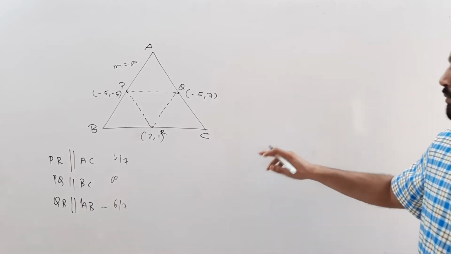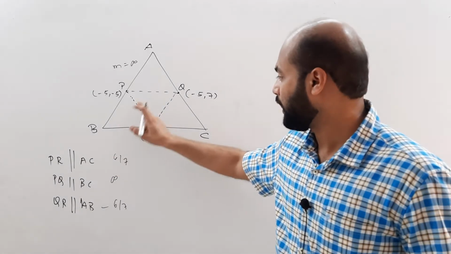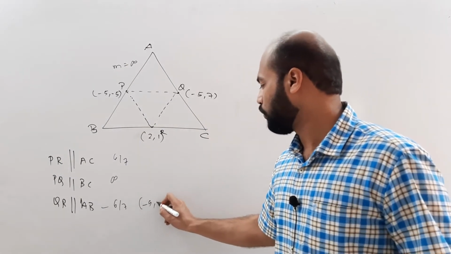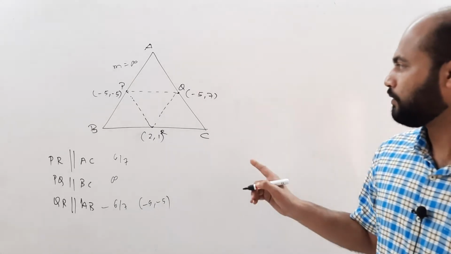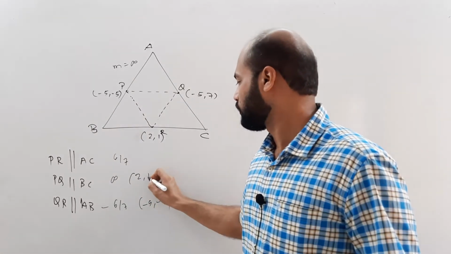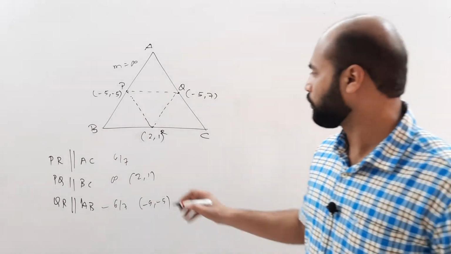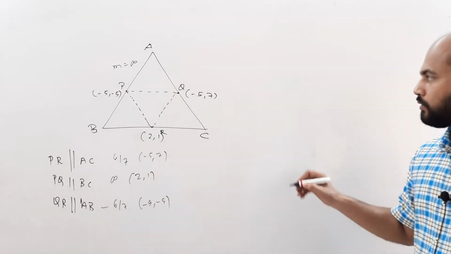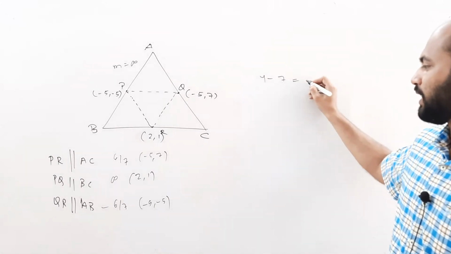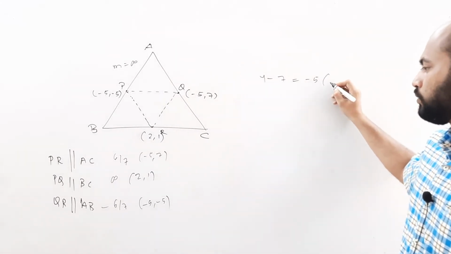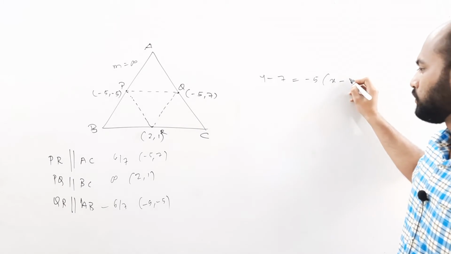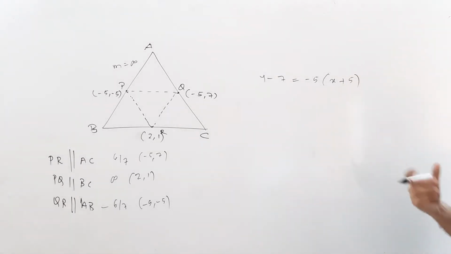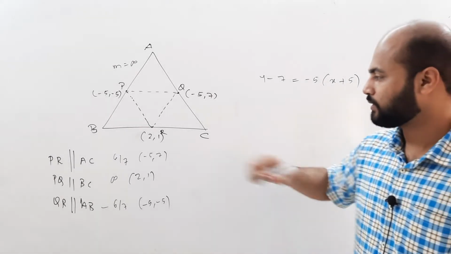So in the first one, you can clearly see that on AB, we got the point minus 5 comma minus 5. So this is the point over here. For BC, we have got the point 2 comma 1. And for AC, we have got the point minus 5 comma 7. Let's write it. So y minus 7 is equal to minus 5 into x plus 5. That is going to be the first equation of the line of this AC.